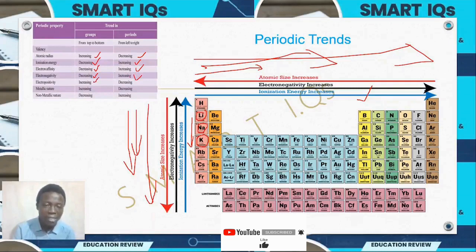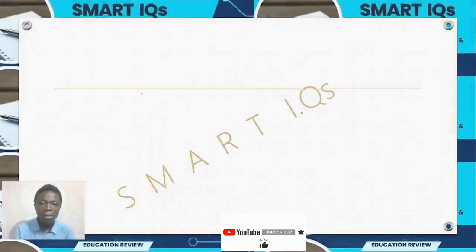Electropositivity increases down the group and decreases from left to right. Metallic nature also increases down the group and decreases across the period, and the non-metallic nature decreases down the group and increases across the period. So I'm sure you've understood these trends now, clear as crystal. Good. The class has been awesome, and I believe you've been following the class.